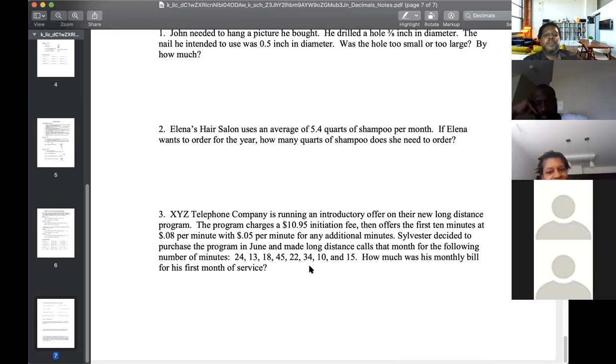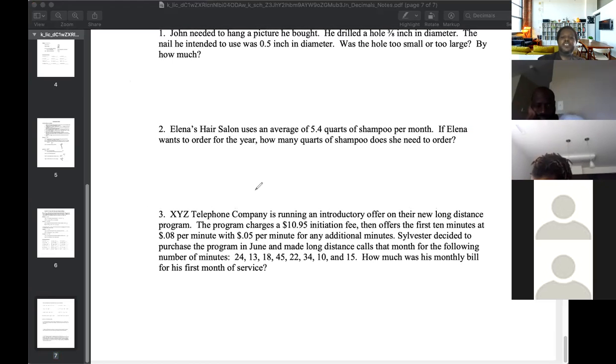Okay. So XYZ Telephone Company is running an introductory offer on their new long distance program. The program charges a $10.95 initiation fee, right? Then it offers the first 10 minutes at 8 cents per minute, right? And 5 cents per minute for any additional minutes. The investor decided to purchase the program in June and made long distance calls that month for the following number of minutes. We have all these minutes here. How much was his monthly bill for his first month of service?